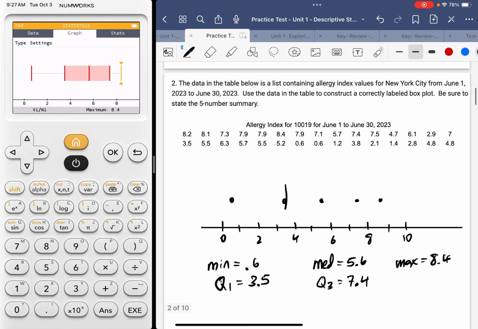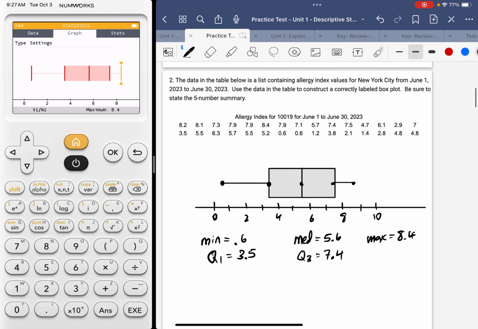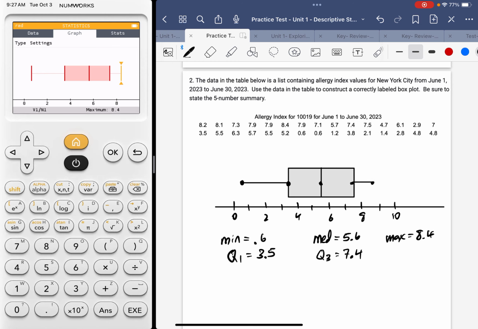All right, so box around the middle 3, just like you see in the NumWorks. This one is, my handwriting was going off the rails, so this one I will use the autocorrect. All right, and so that's my box plot. All right, we stated the 5-number summary down here, so we're good.